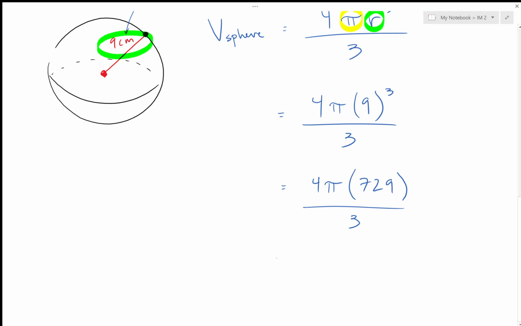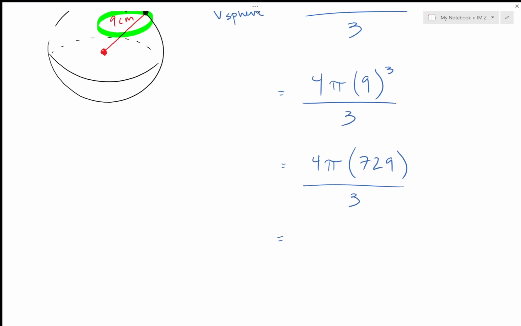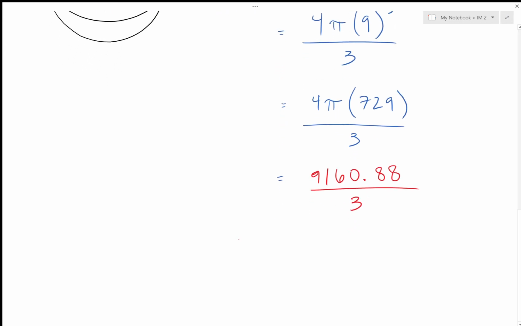over 3. Now, you could plug all this in at once. Just to be careful, I usually do the top of it first and then leave the bottom alone. So we've got 4 times pi times 729. So the top number is 9,160 point, I'll go 88 right now. And then on the bottom, we still have the 3. So we just have to divide this by 3. So it's not really hard work. You just have to not get lost when it comes to the calculator stuff. So in the end, dividing by 3, you get 3,053.6. I'll go ahead and round that to 0.6.